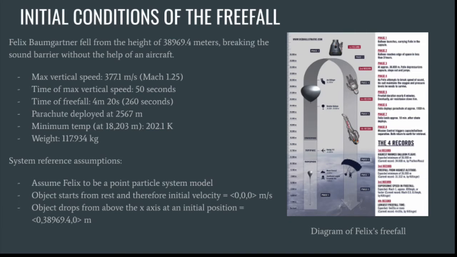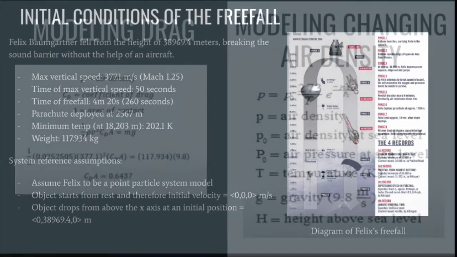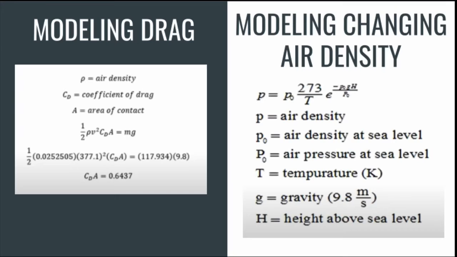Some system reference assumptions that had to be made: first, to assume Felix to be a point particle system model. Also, once we consider him simply a point or an object, the object starts from rest, and therefore its initial velocity is the vector 0,0,0 meters per second. And then the object drops from above the x-axis at an initial position of 38,969.4, 0 meters. Something to also note is that the sound barrier is not a speed barrier, but a way to indicate the speed of sound, which is dependent upon temperature and the density of air.